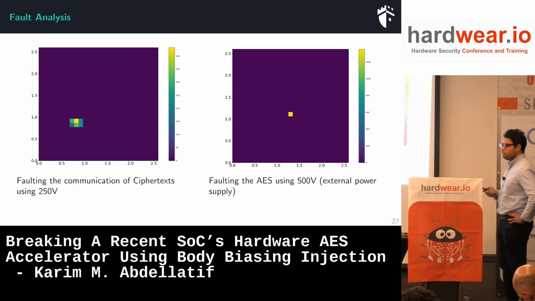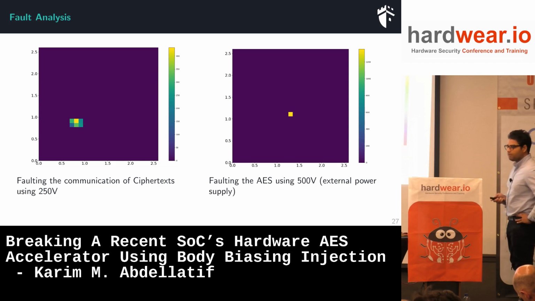I spent some time optimizing the faults in order to inject only faults for the AES and only in round 9. I found a very interesting spot here where I already obtained a success rate of like 60% in faulting the AES itself. This means that the AES crypto core is here, but it needs more voltage.